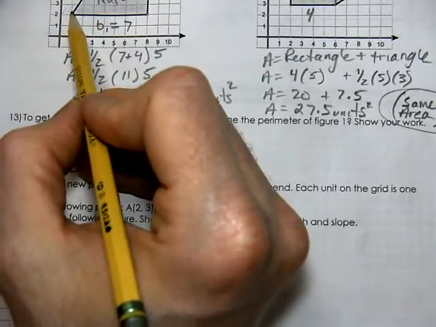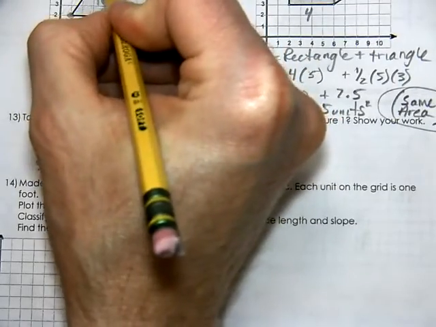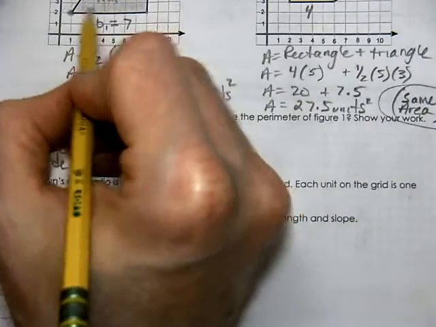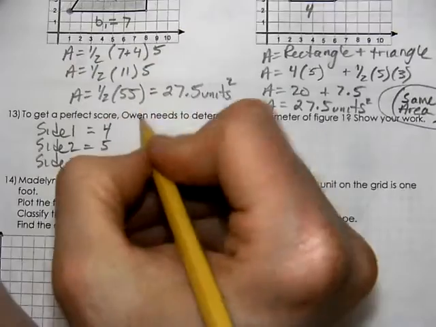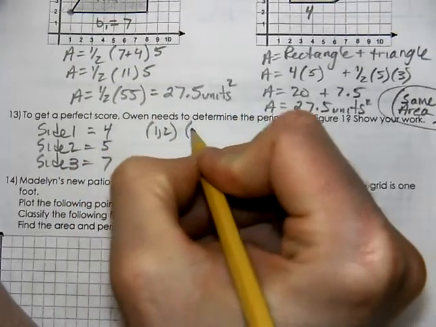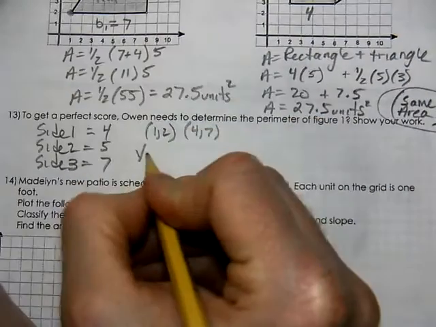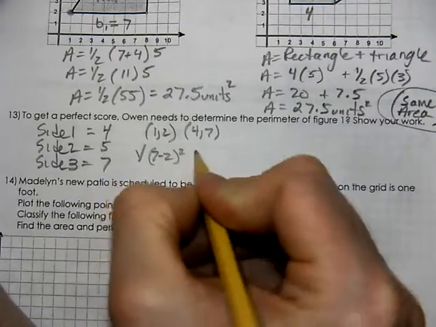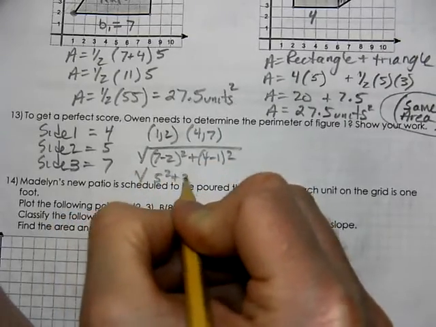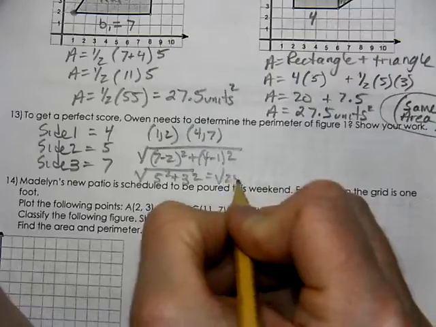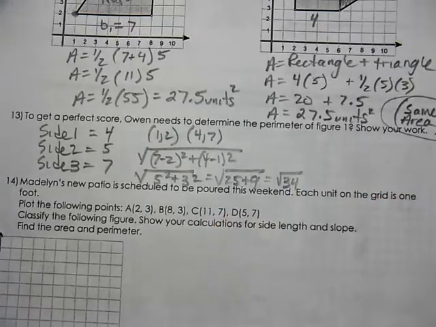The slanted height, to measure that, we could go from coordinate to coordinate, or you could break it into a triangle and think about it as Pythagorean theorem. Either way would work. We have the point 1, 2, and we have the point 4, 7. So we're going to say 7 minus 2 squared plus 4 minus 1 squared. 5 squared plus 3 squared gives us 25 plus 9, which is the square root of 34.